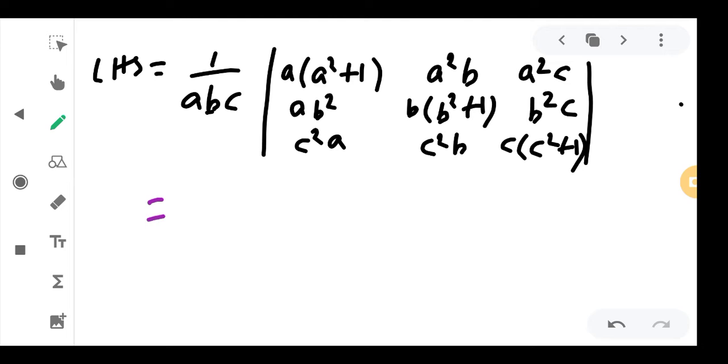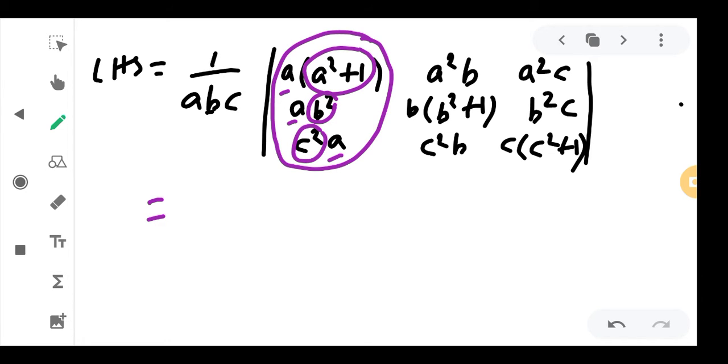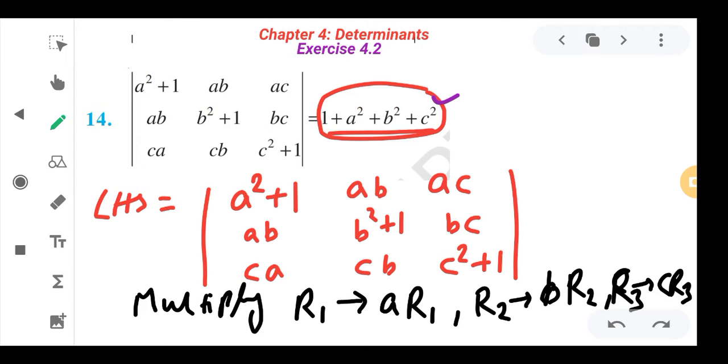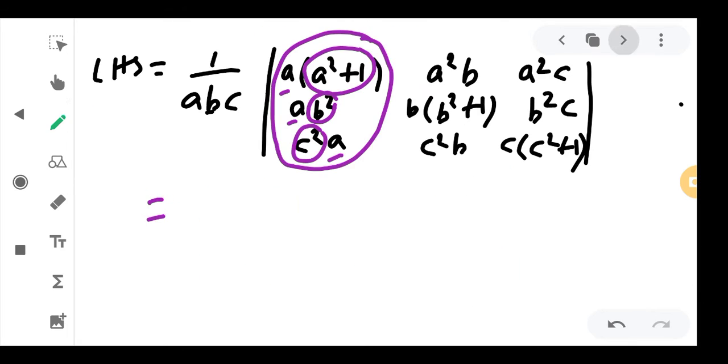Now what I will do, if you observe this column, can I take a common from this column? If I take a common, this will become b square, this will become c square, and this will become a square plus 1. And what was our RHS? Just see, 1 plus a square plus b square. So am I moving in the right direction? I am getting the terms a square, b square, c square, correct or not? So we are moving in the right direction.